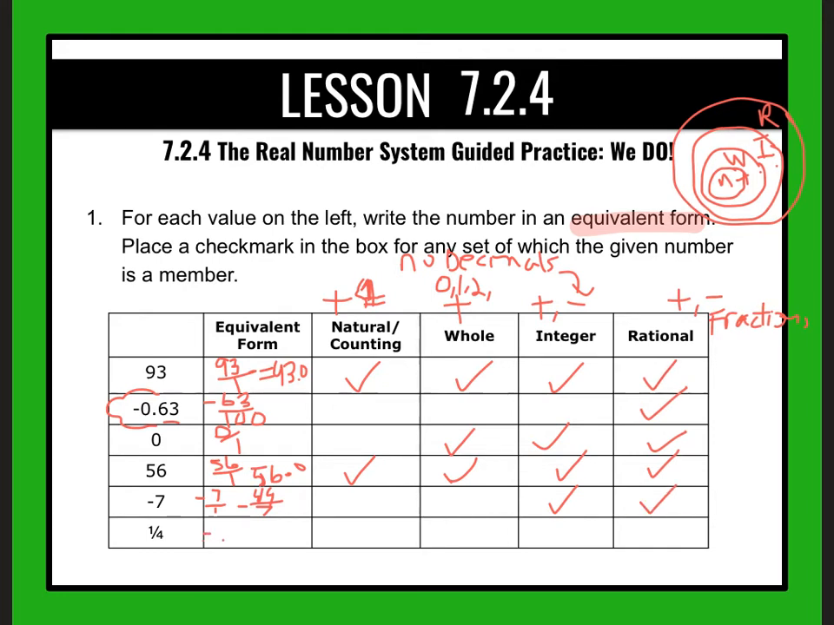1/4 I know is equal to 0.25 or 25 cents. I can actually take a whole and divide it by 4 to get that value. If you need to remember, you can divide a fraction in order to get its decimal equivalent. Well, I know it can't be natural, I know it can't be whole, and I know it can't be an integer because no decimals are allowed in these three sets. But it definitely is a rational value. Okay, so you will have to identify using the definitions that we wrote this week. Use your graphic organizer to help you identify the value. And don't forget, sometimes it's helpful to write it in an equivalent form.